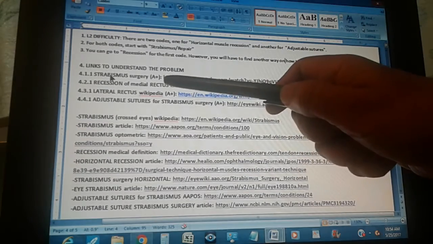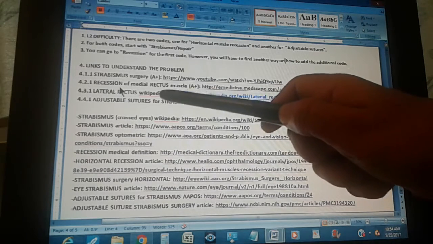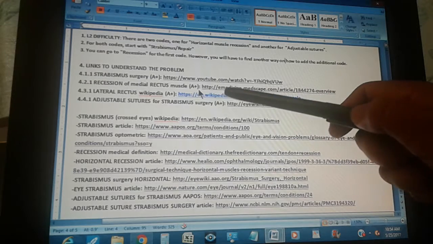Let's go up a little bit. The first one is strabismus surgery, what it is. A doctor explains what it is. The other one is the recession of the medial rectus muscle. There's an article there also that explains what it is.